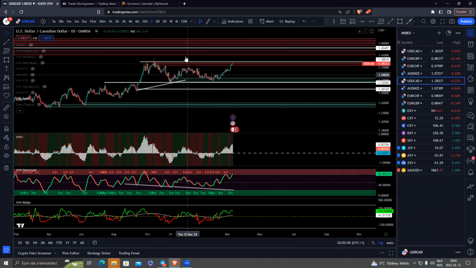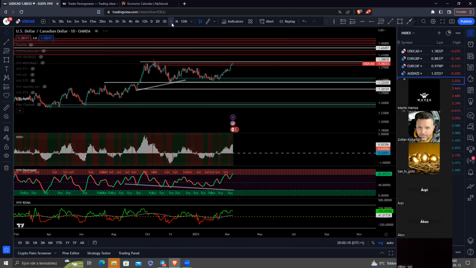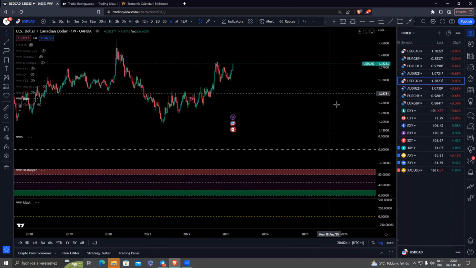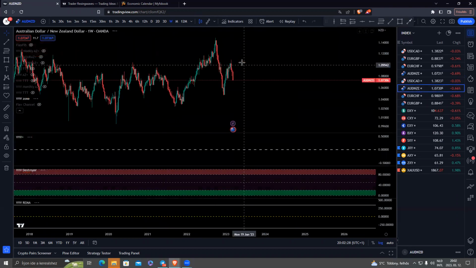Okay, this is the next step actually. Okay. So watch. Let's see what the price does at this zone. Okay. The next, the Australian dollar NZD.